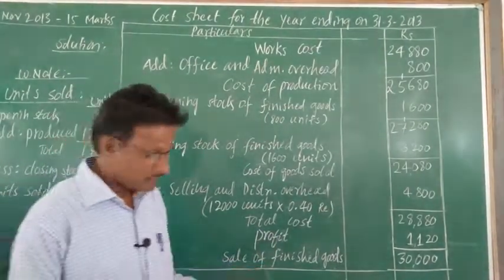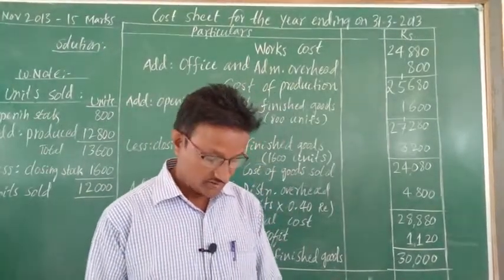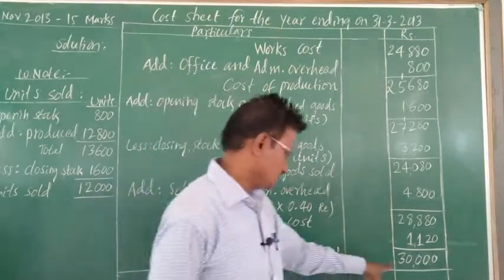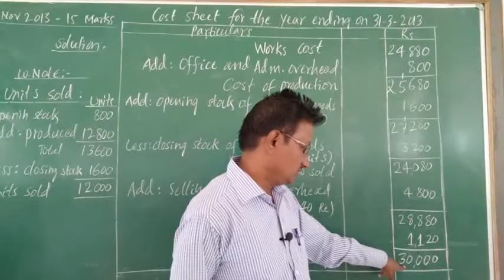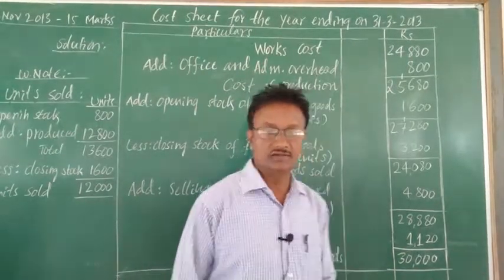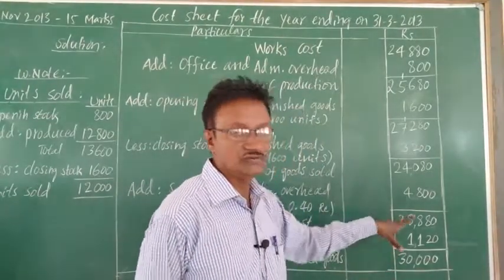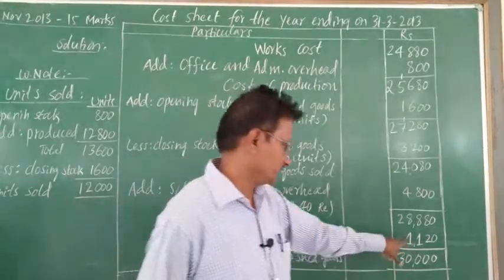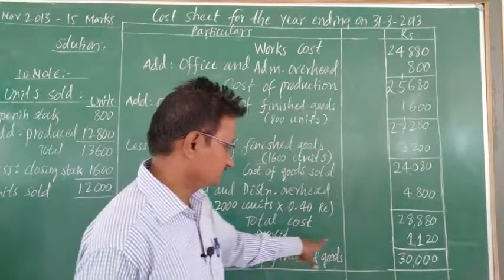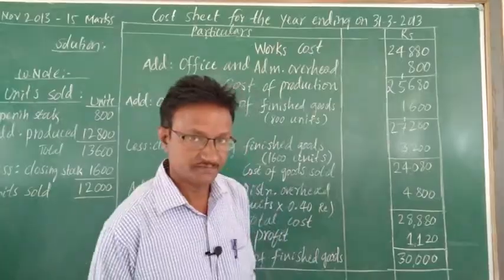Here sale of finished goods is also given. Sale of finished goods is 30,000. So sale of goods is 30,000, and it is more than the cost. As the sales are more than the cost, the difference between these two, total cost and sales, is profit here. So the profit is 1,120 rupees.